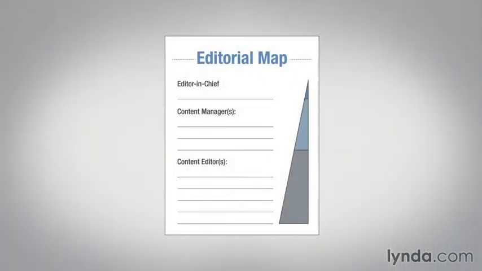On the strategy card, you have an editorial map. Before we move on, we need to fill in this map, putting a name to each of the tiers and ensuring that the roles and responsibilities for each of these tiers are clearly defined.